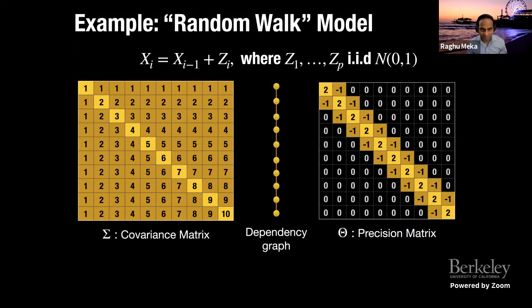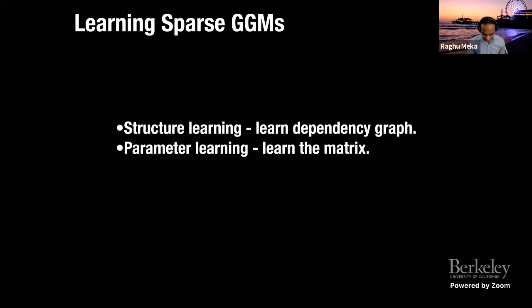And the dependency graph, as can be seen from the equation that I wrote down earlier, is just a path, right? So xi is xi minus 1 plus zi. Given xi minus 1, every future xj would be independent of the past. And that's exactly the path graph. Okay? So let's keep that example in mind.